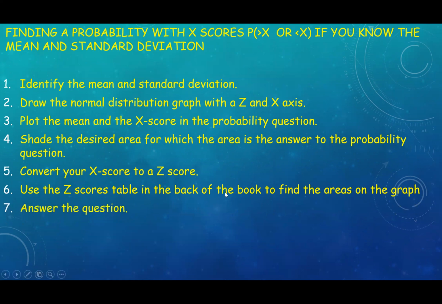Use the z-score table in the back of the book to find the areas of the graph, and then answer the question. So although there is a step-by-step procedure, we still have to think and adjust based on where the area is. Let me show you what I mean. So make sure the answer is reasonable.